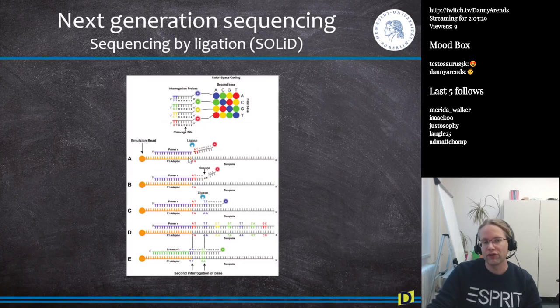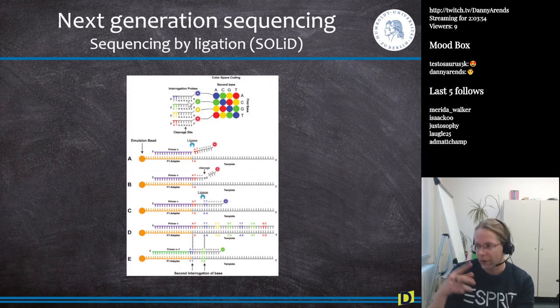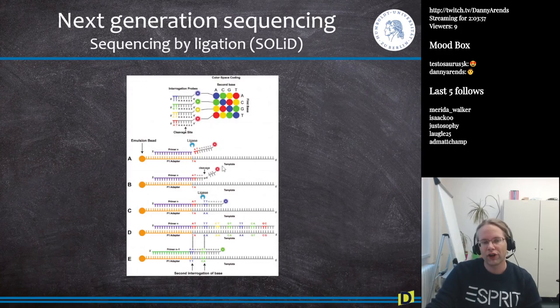So instead of using a polymerase, they use a ligase. What happens is that two base pairs at a time are ligated to the DNA. So you use your primer, you use a ligase, two base pairs are ligated to it, and then the newly incorporated probe is cleaved, because we know the cleavage sequence. So you have the two base pairs that get incorporated. Then you have the cleavage sequence, where it's cut off. And once it is cut off, you have the color of the base pair. Of course, little pieces remain.